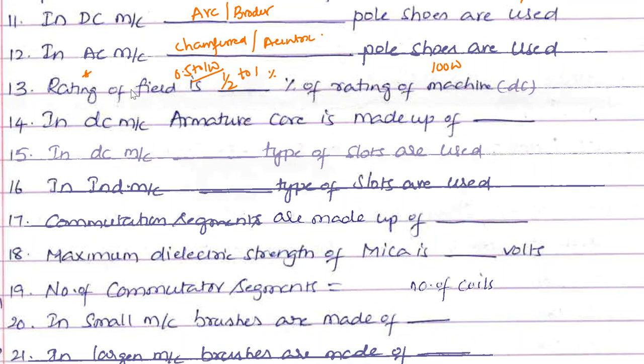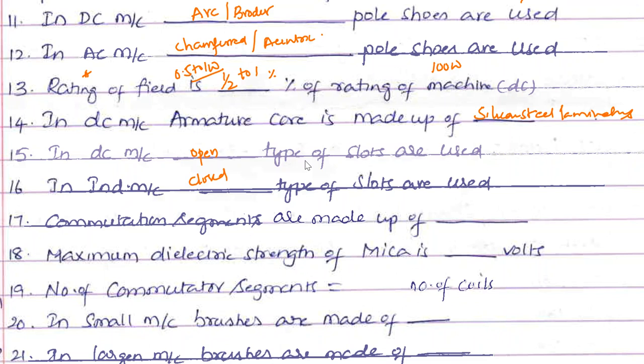Next one, the 14th question here. In a DC machine, the armature core is made up of silicon steel laminations. Okay, silicon steel laminations we are going to make. Next one, in DC machine, dash type of slots are used. In a DC machine, we can use the open type slots. In induction machines, closed type of slots are used here.